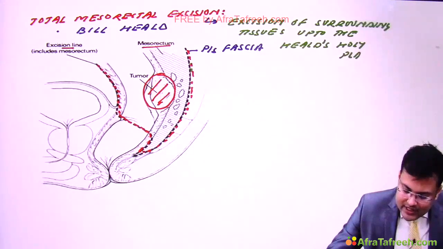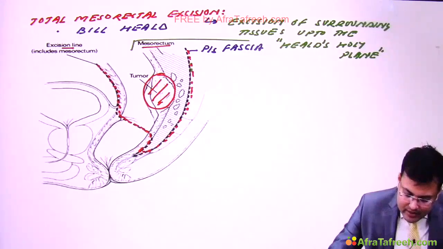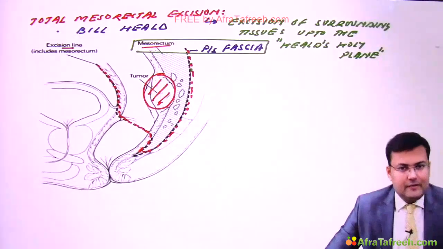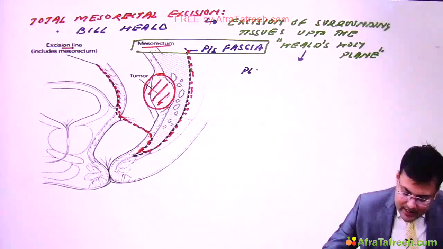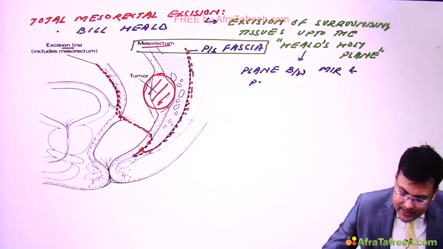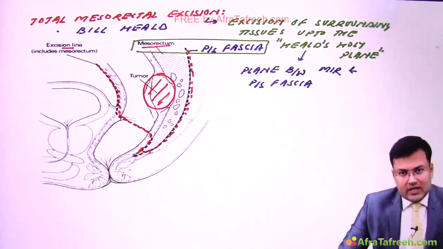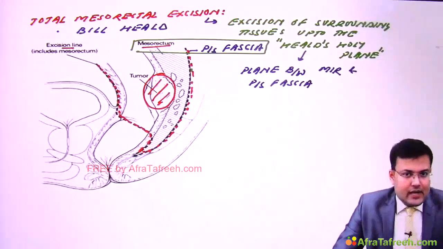Okay, and what is this Heald's holy plane? This is a plane between mesorectum and presacral fascia. So what's this Heald's holy plane? It's a plane between mesorectum and presacral fascia. Clear? So this is total mesorectal excision which we perform in the patients of carcinoma rectum.